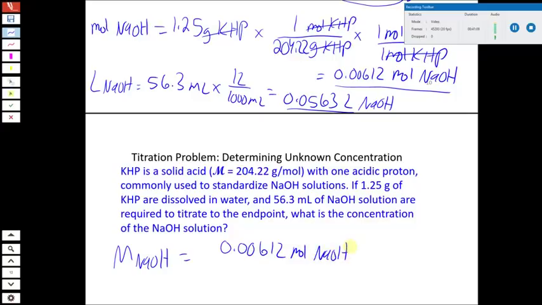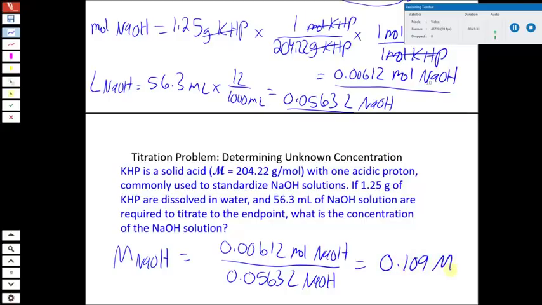All right, so that number we got from the titration. The volume of solution, which was a measured quantity that was given to us, we had to convert into liters though. And when we divide moles by liters, what do we get? 0.109. All right, so that's the molarity, the concentration of our NaOH solution.